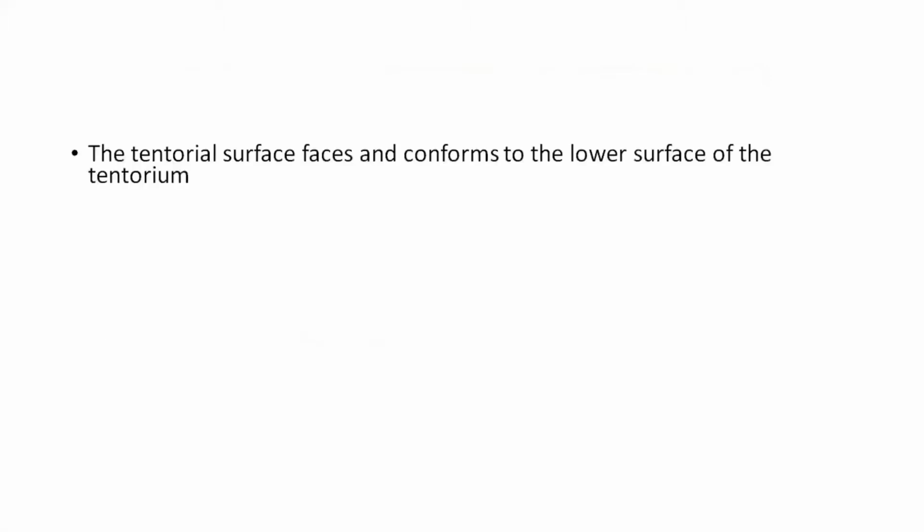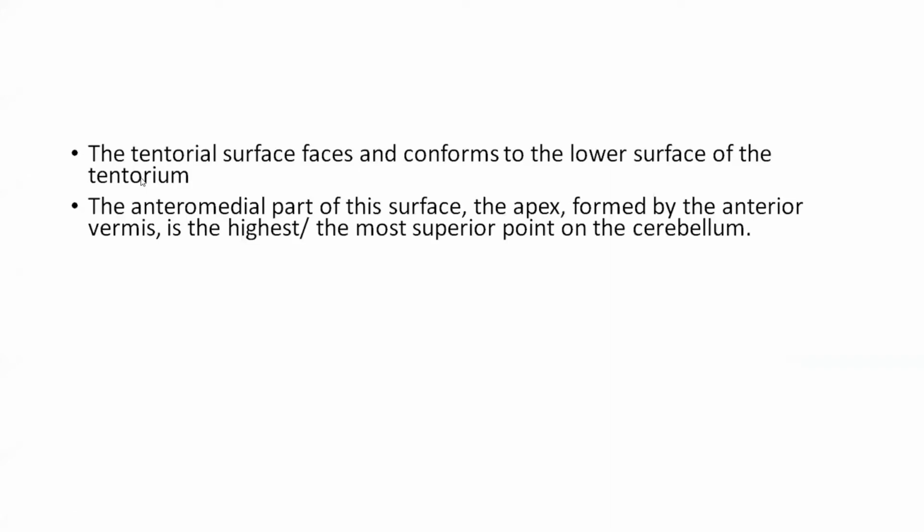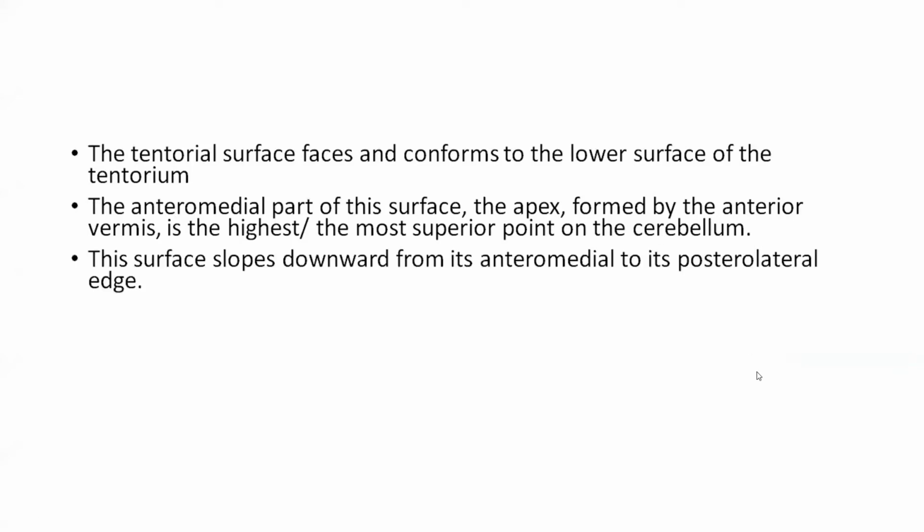So now we'll be dealing with each of the surfaces grossly and in detail. The first surface that we'll be dealing with is the tentorial surface. The tentorial surface conforms and faces the lower surface of the tentorium. The anteromedial part of the surface, which is the apex, is formed by the anterior portion of the vermis, and this is actually the highest or the most superior point on the cerebellum. This surface slopes downward from its anteromedial portion to its posterolateral edge.